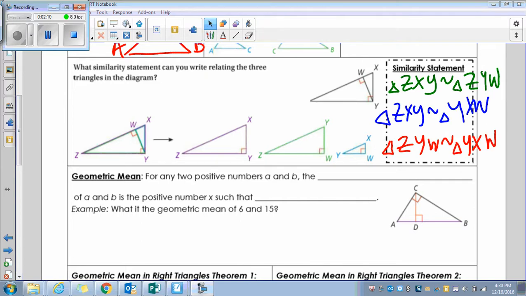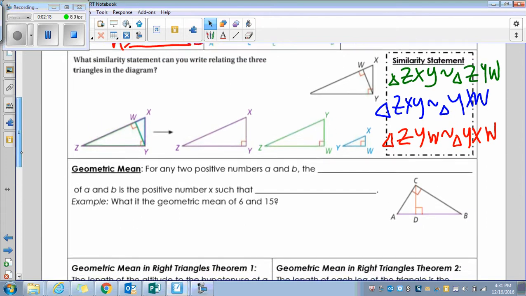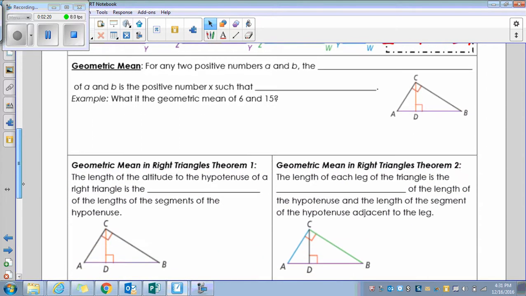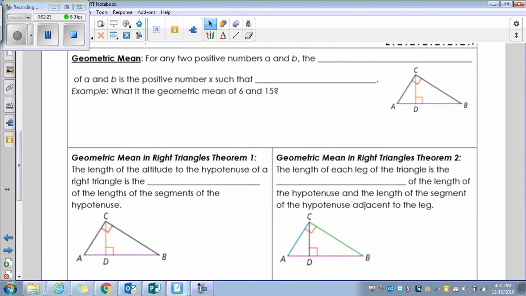Okay, so off to the right-hand side in blue and red, those are your other two similarity statements from your right triangles once you draw on that altitude. So let's skip on to geometric mean.